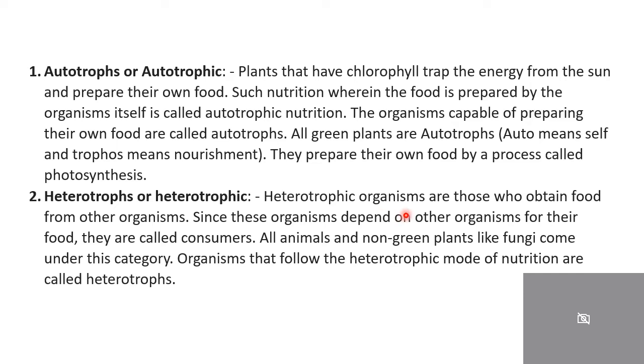Now heterotrophic organisms are those who obtain food from other organisms, meaning they cannot synthesize or make their own food, so they are dependent on other organisms for their food. So they are called consumers. Yes, so all animals, including human beings, and non-green plants like fungi, come under this category. And organisms that follow the heterotrophic mode of nutrition are called heterotrophs. Okay, so I think you are clear with both the terms autotrophs and heterotrophs.